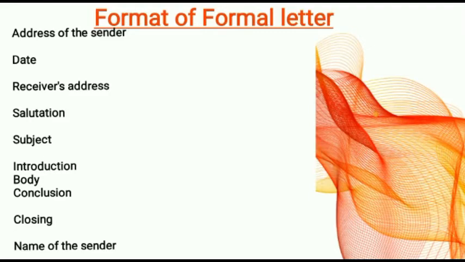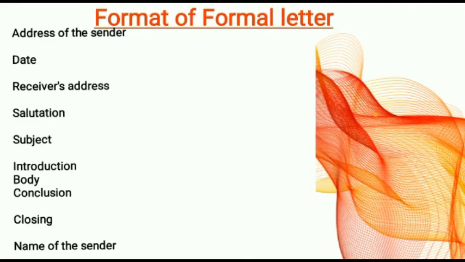Again leave one line and then write receiver's address. The corresponding address, i.e. the address of the recipient of the mail, is written here. Candidates must start with the receiver's designation followed by the name of the organization and then the full address, PIN code and country, if the information is known.